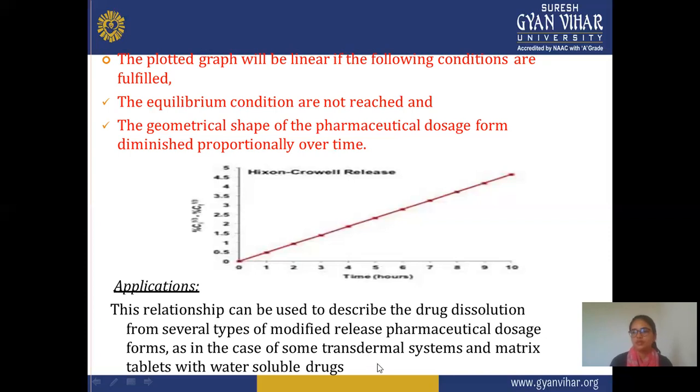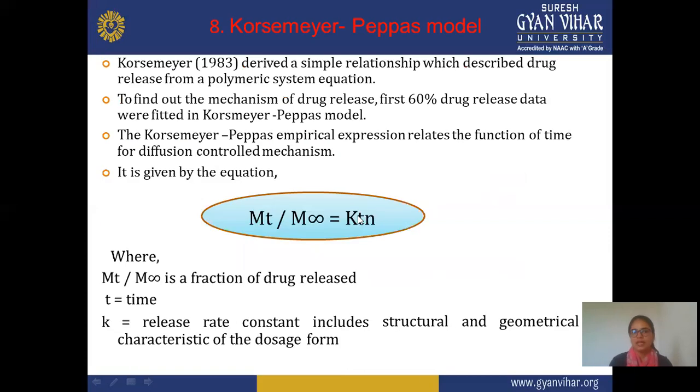Instead of tablet, you can also study transdermal formulation. So this is regarding the Hixson-Crowell model. Next, the eighth model is the Korsmeyer-Peppas model. The Korsmeyer-Peppas model was described in 1983, derived from a simple relationship described by the Weibull equation.